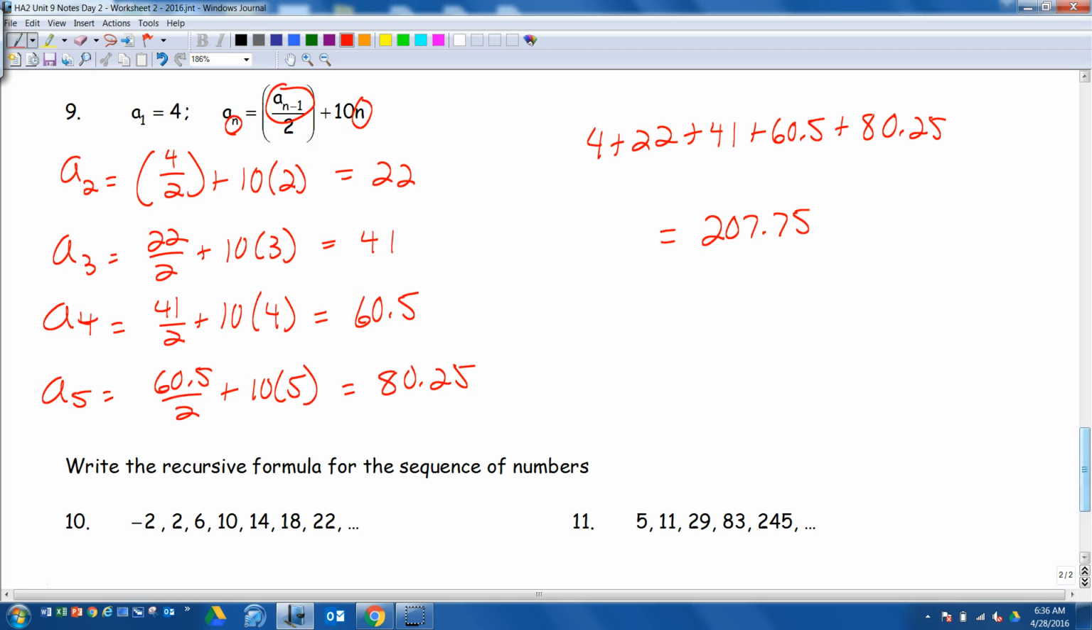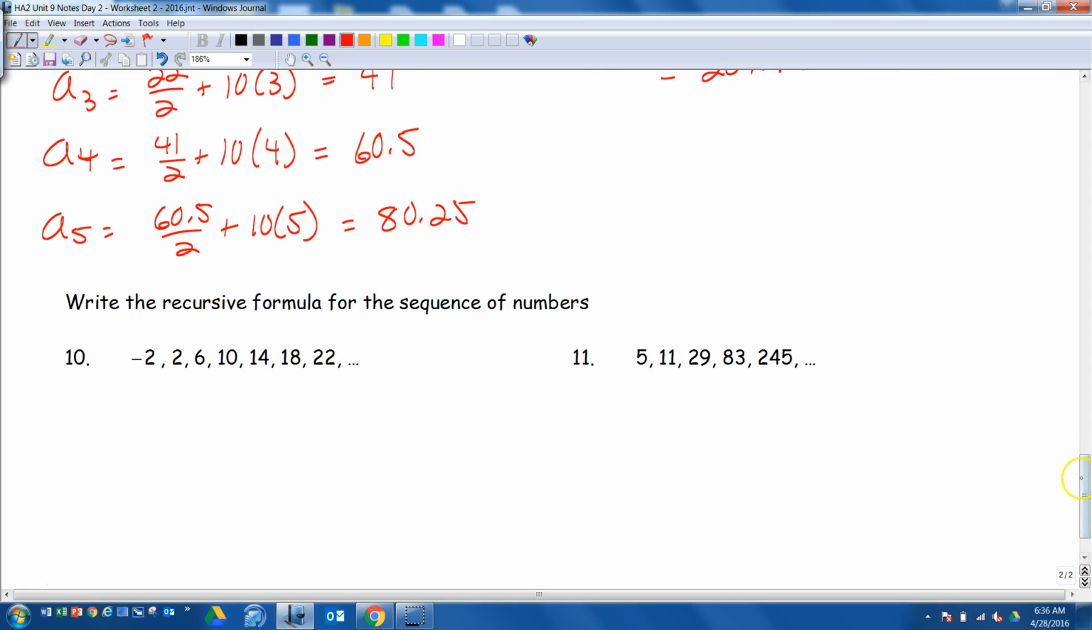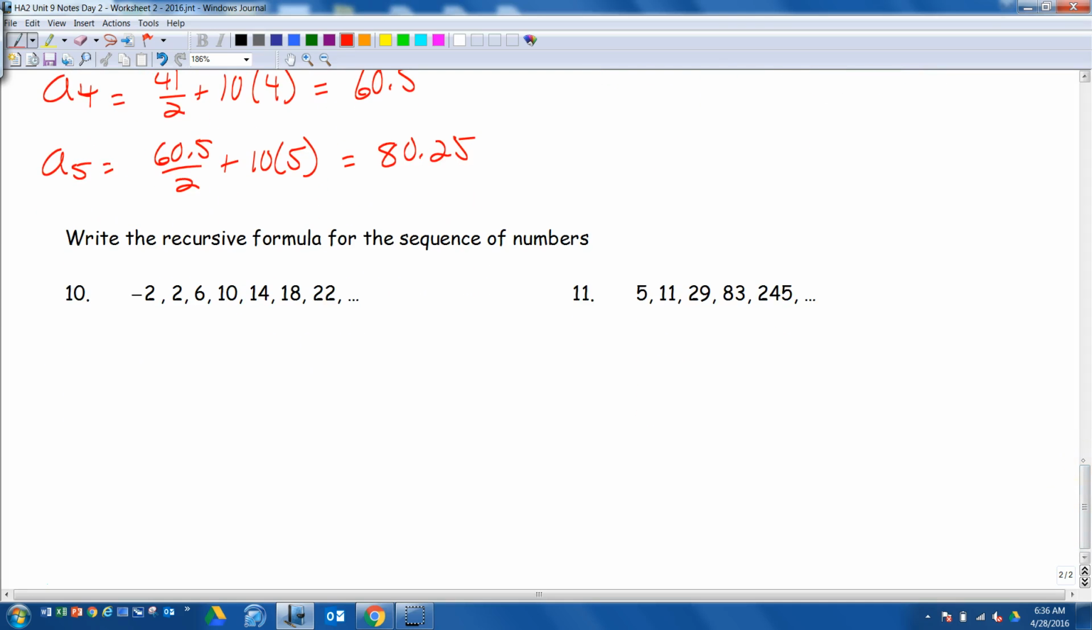Here we go. This is where it's a little tricky. I think this is the hardest thing you guys have to do, and there's not going to be a lot of this, because when we do arithmetic and geometric sequences, there's formulas for those that always happen. So this you're going to have to figure out. Write a recursive formula for the sequence of numbers. So remember, recursive means you need a starting point. Well, clearly the starting point for this one is -2.